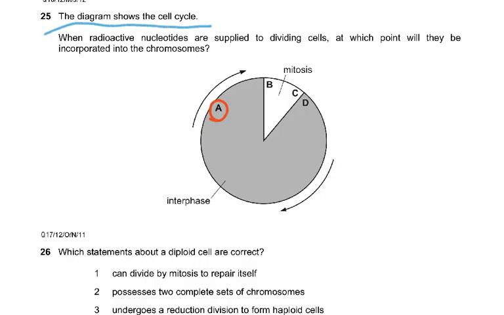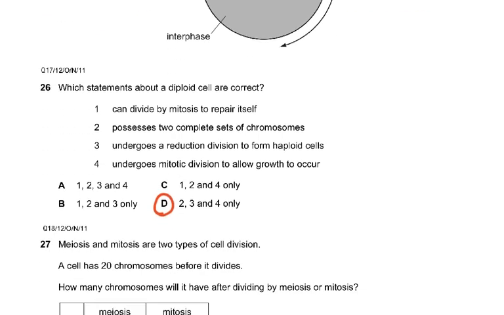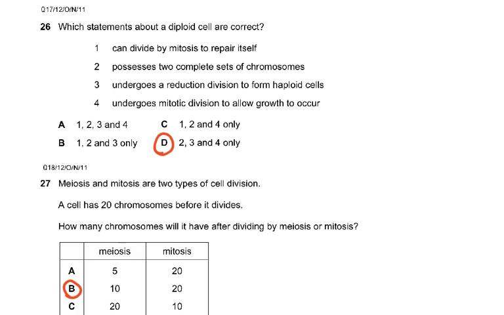The diagram shows the cell cycle. When radioactive nucleotides are supplied to dividing cells, at which point will they be incorporated into the chromosomes? So you have to see that B and C are the early mitosis, then D would be cytokinesis, and A would be part of the interphase. That's where the DNA replication is going to take place. Question 26. Which statements about a diploid cell are correct? It can divide by mitosis to repair itself. We've done this question earlier on.